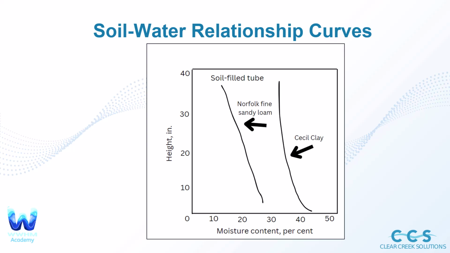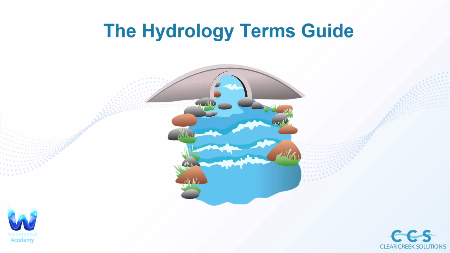So the Norfolk fine sandy loam is going to grow 35 to 40 inches based on a 25%, 30% moisture content, while the Cecil clay will require a little bit of a higher moisture content to achieve that same growth height. So we hope that lesson was helpful.